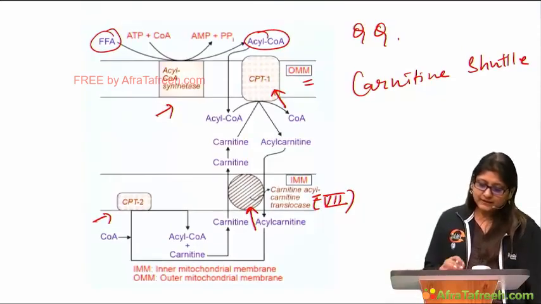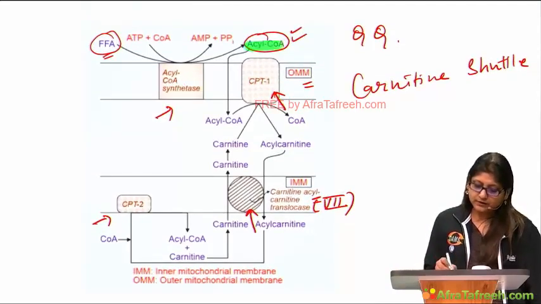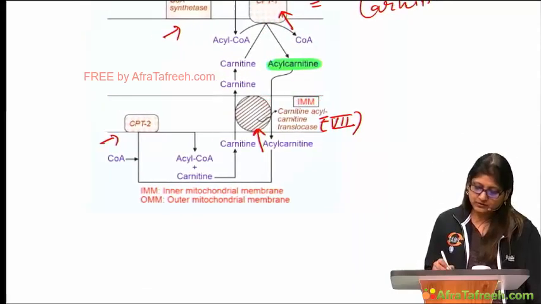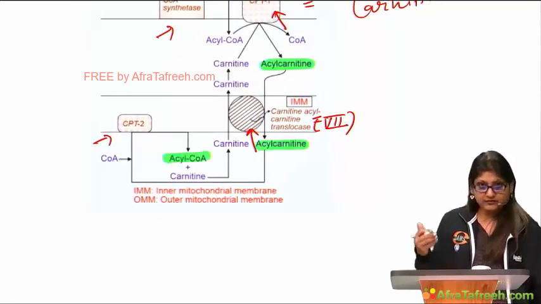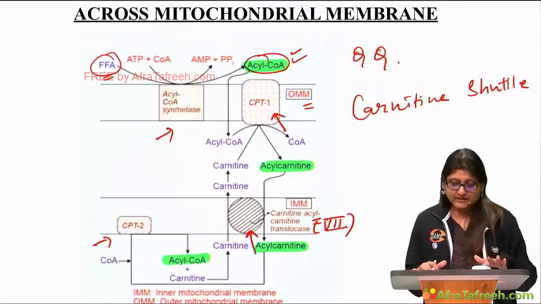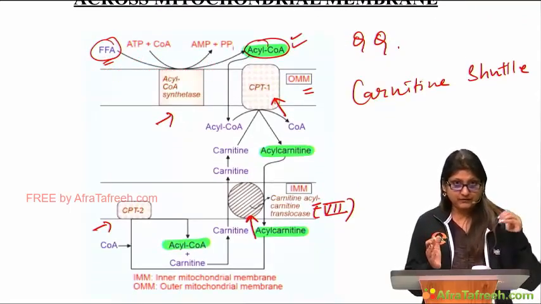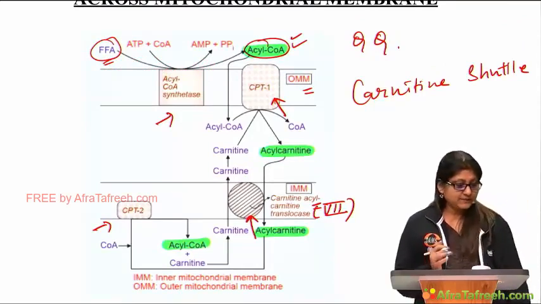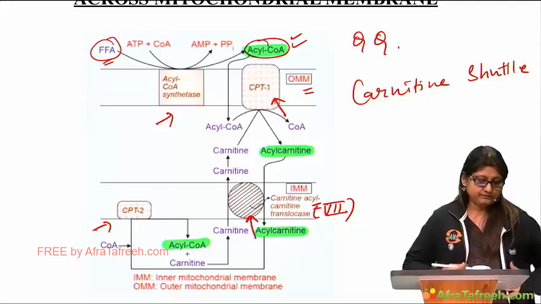You can see in the cytosol itself, fatty acid is converted to acyl-CoA, which is next converted to acyl-carnitine in the space, which is going to go to the matrix only to reconvert itself to acyl-CoA. So revise this completely. This is a very important carnitine shuttle which is meant to carry or facilitate the transport of fatty acid across the mitochondrial membrane.